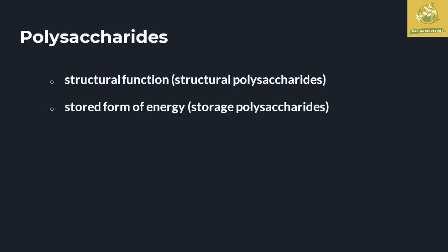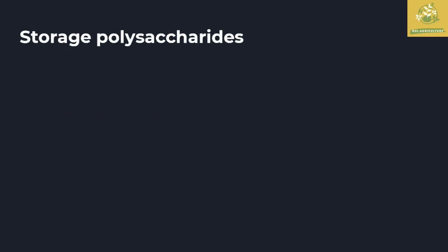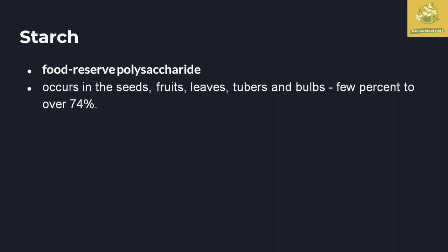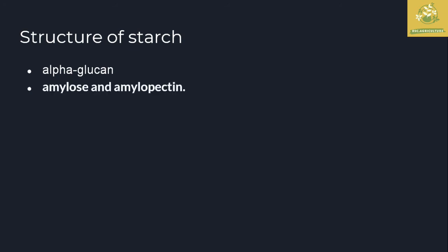The next topic we are going to see is polysaccharides. We can classify them into two forms, structural polysaccharides and storage polysaccharides, based on the structural function as well as the storage form of energy. Looking first at the storage polysaccharides, the examples are starch, glycogen and inulin. Starch acts as a food reserve polysaccharide, occurring in seeds, fruits, leaves, tubers and bulbs, up to over 74%. The structure of starch is an alpha glucan, made of amylose and amylopectin.